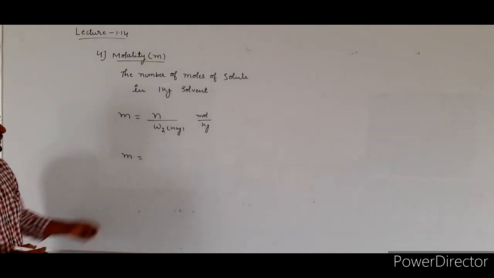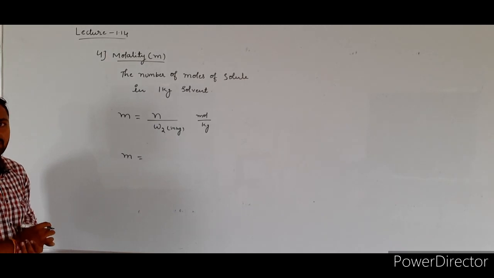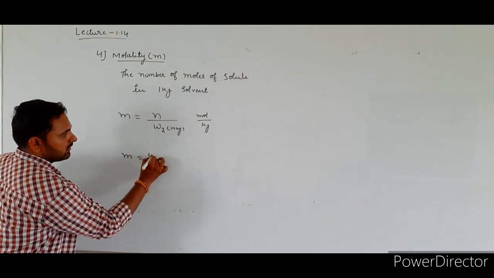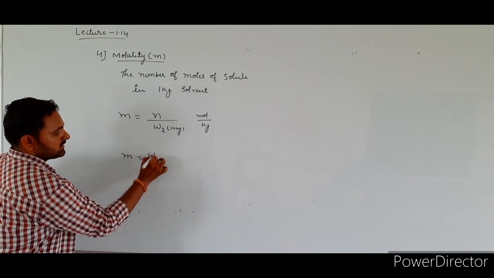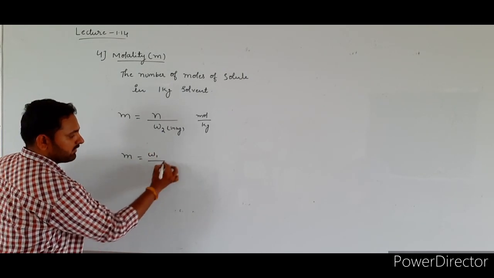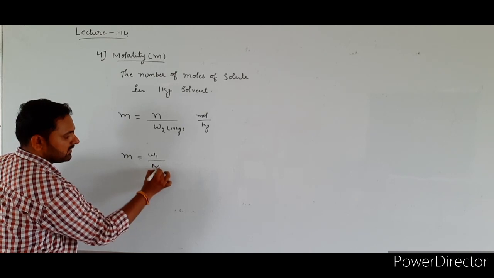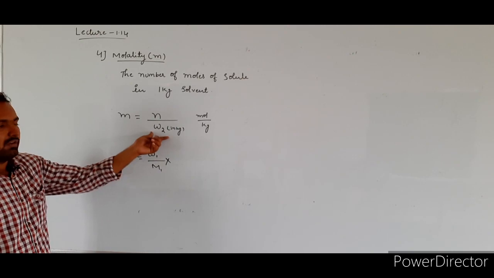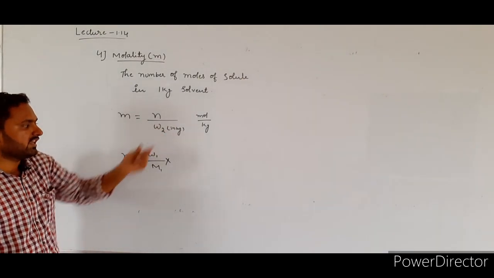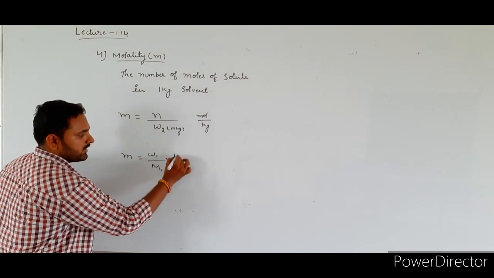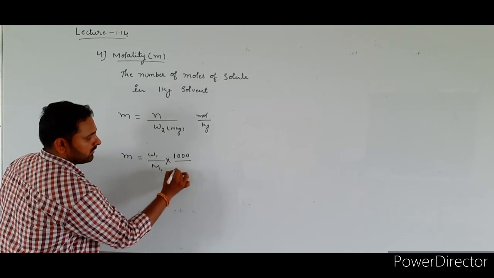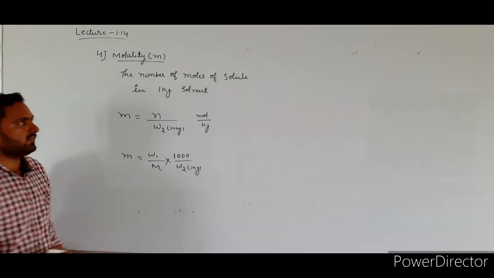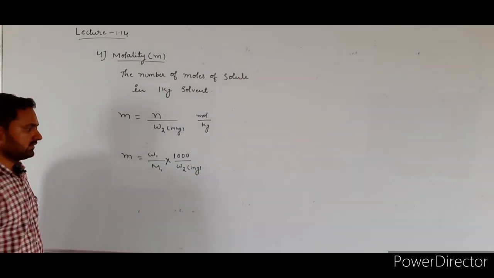What is the formula to calculate number of moles when mass of sample is given? Then, mass of solute divided by molar mass of solute into, if mass of solvent is given in grams, then 1000 divided by W2 in grams. That means weight of solvent in grams.